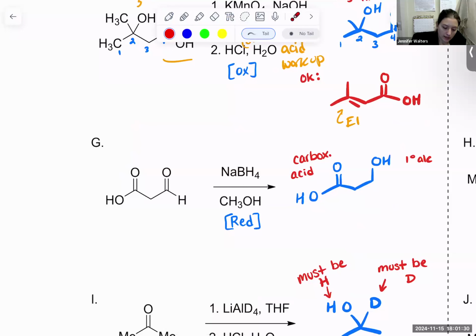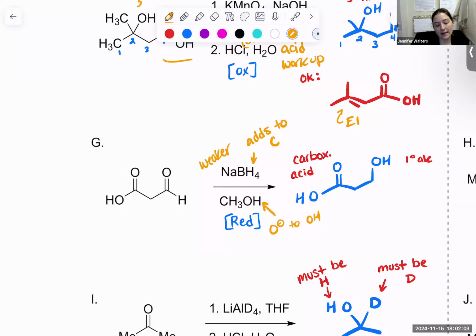G. All right, we see our sodium borohydride. That is going to be our reductant. The methanol is a reasonable solvent. That's what's going to actually protonate our alcohol. So this adds hydrogen to the carbon of the carbonyl. The hydrogen makes it the alcohol of the methanol. So you go from O- to OH. The sodium borohydride is our weaker reductant. So it only works for our aldehydes, ketones, and acid chlorides.